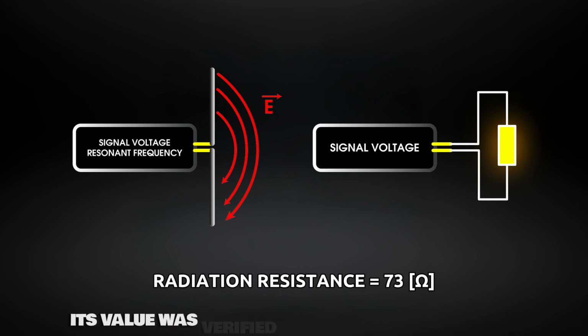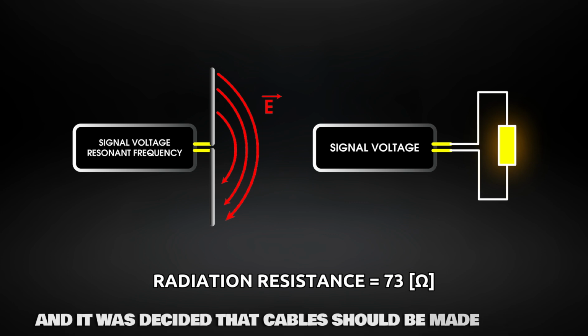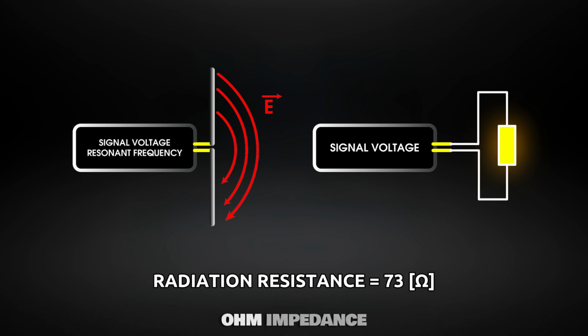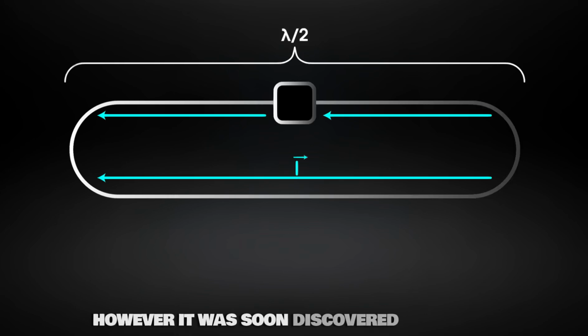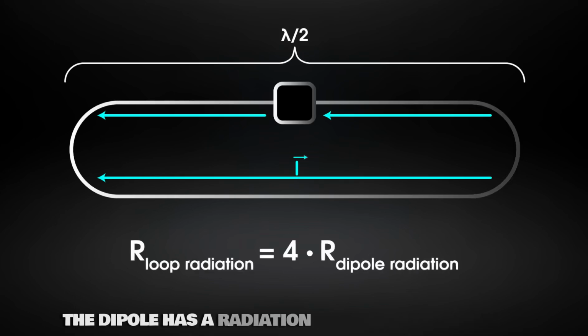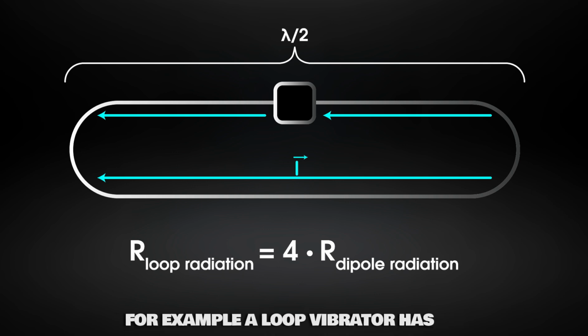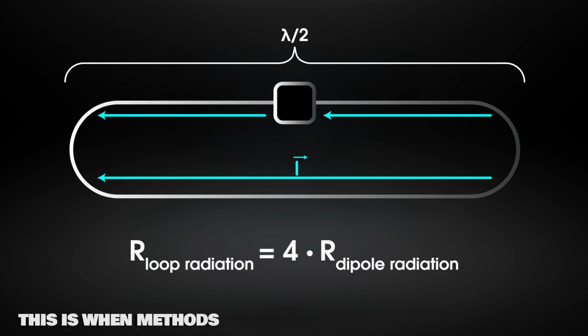Its value was verified by other radio engineers, and it was decided that cables should be made with 75 ohm impedance. However, it was soon discovered that only the dipole has a radiation resistance of 73 ohms. Antennas of other shapes have different radiation resistances. For example, a loop vibrator has an impedance exactly 4 times greater. This is when methods for impedance matching began to be explored.